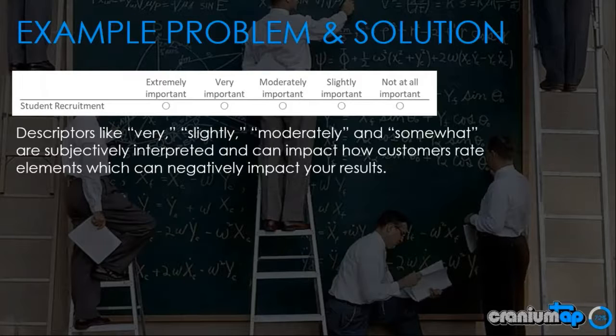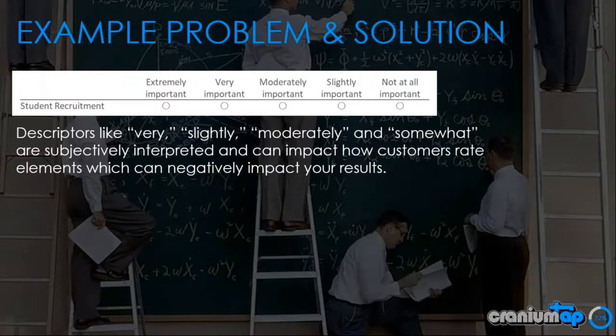A couple of problems with having individual descriptions for each point is, one, those descriptions are subjective to each individual respondent. And that subjectivity can be unevenly distributed amongst hundreds, if not thousands, of different respondents. Very means something to one person and slightly means something different to someone else. And those misinterpretations or different interpretations can have an impact on your results. So you're going to want to minimize the amount of content that you're using in descriptions of scales.